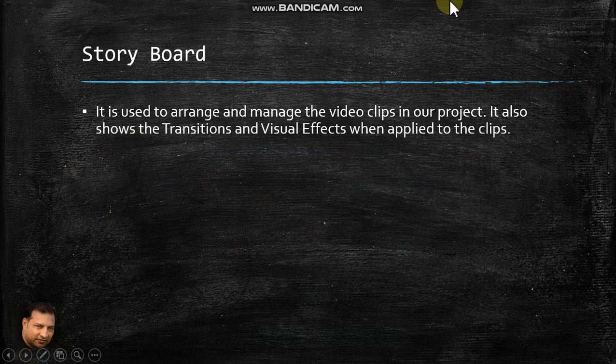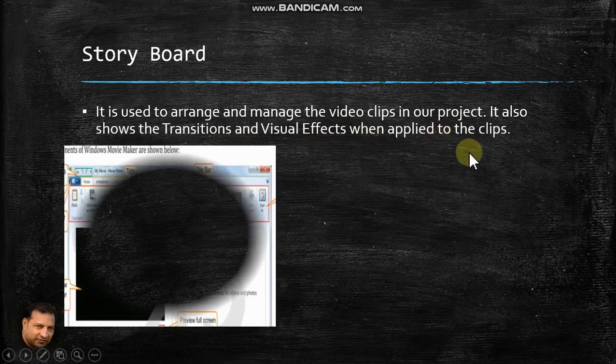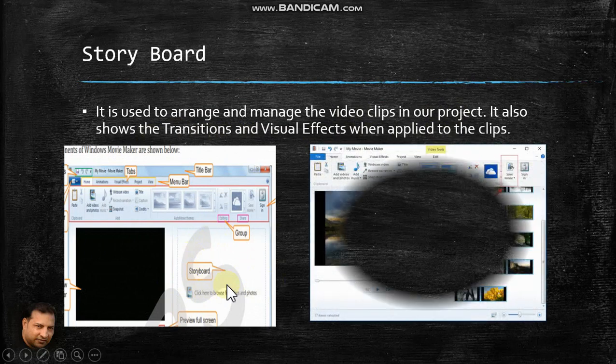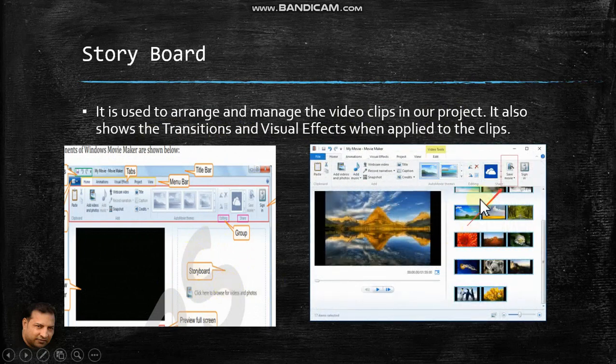Next is a storyboard. It is used to arrange and manage the video clips in our project. It also shows the transitions and visual effects when applied to the clips. So this is the part called storyboard, which contains some images or audios or videos like this.